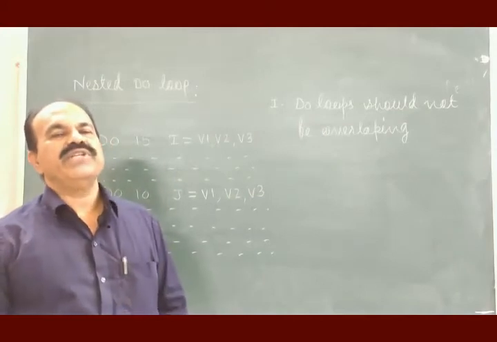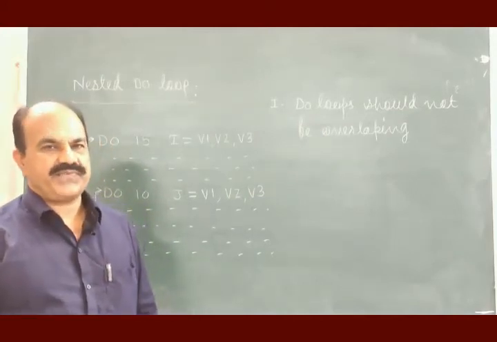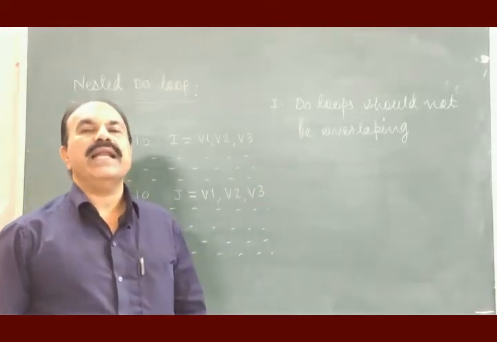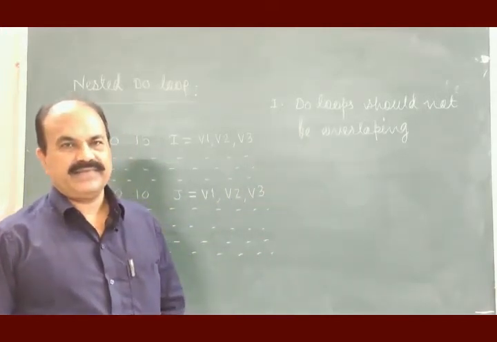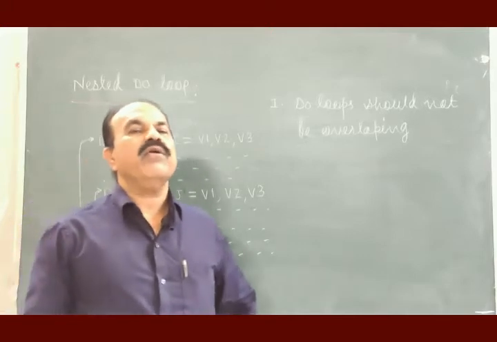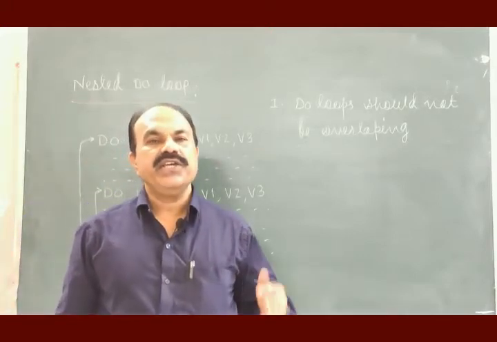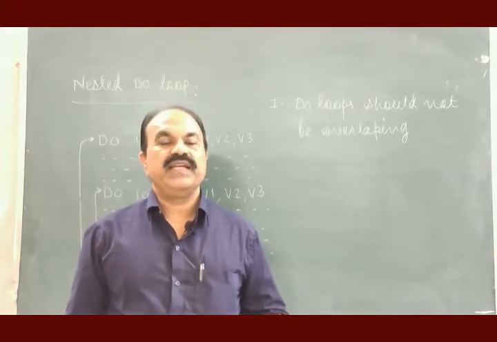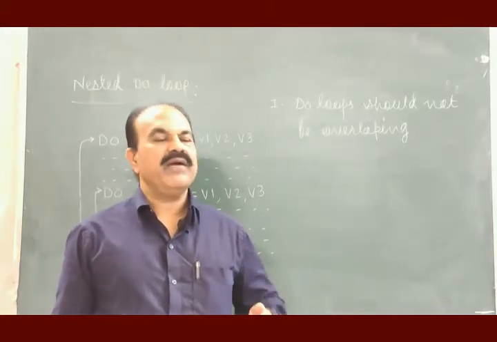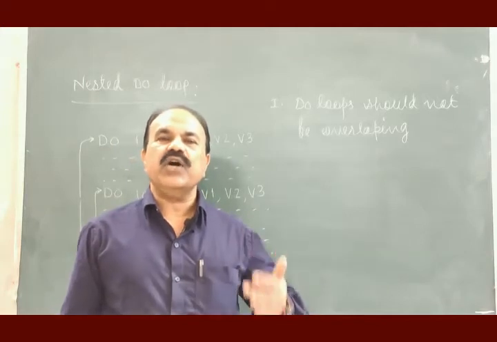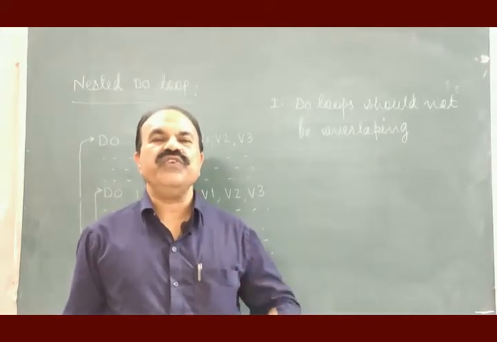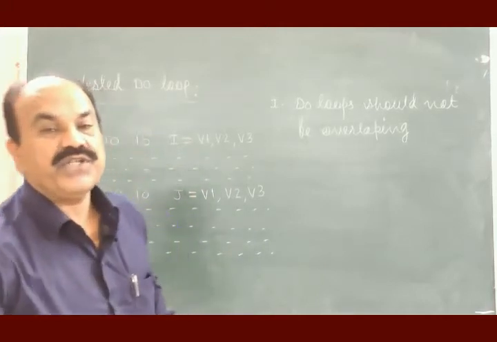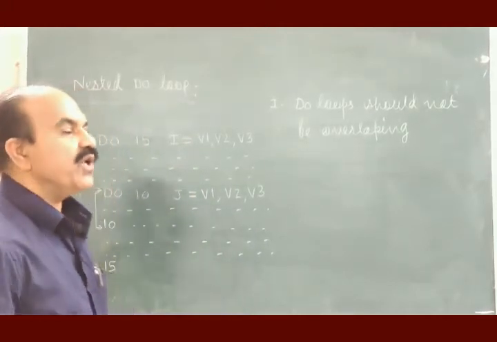First rule of nested do loops is do loops should not be overlapping. There should not be overlapping of the inner do loop with the outer do loop. There should not be overlapping of the outer do loop with the inner do loop. How is the overlapping? Let me show you how is the overlapping.